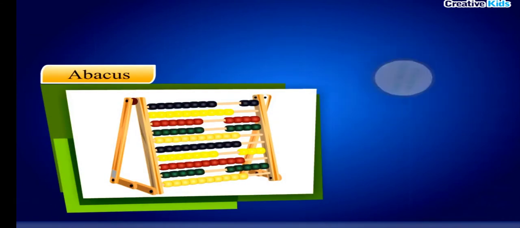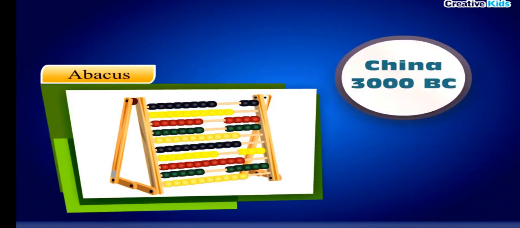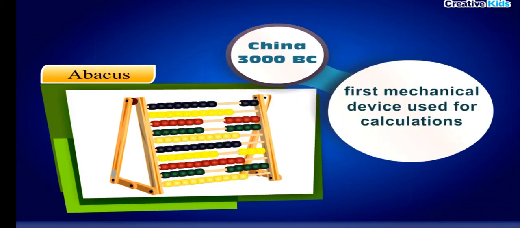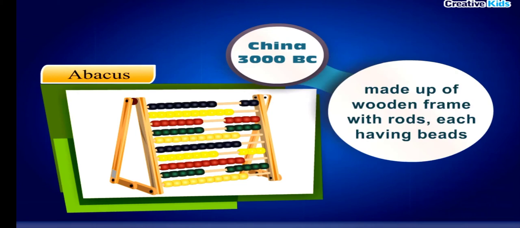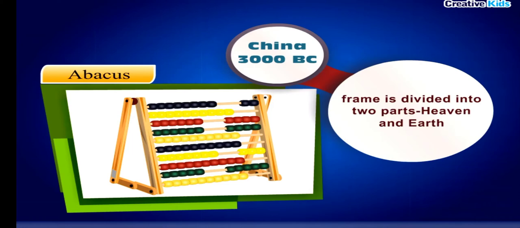Abacus. China, 3000 BC. First mechanical device used for calculations. Performs addition, subtraction, multiplication and division. Made up of a wooden frame with rods, each having beads. The frame is divided into two parts, heaven and earth.